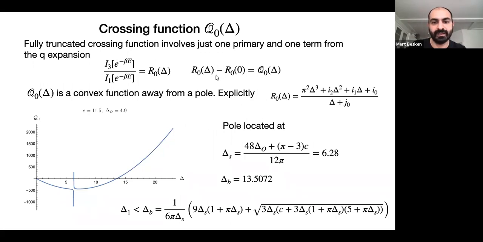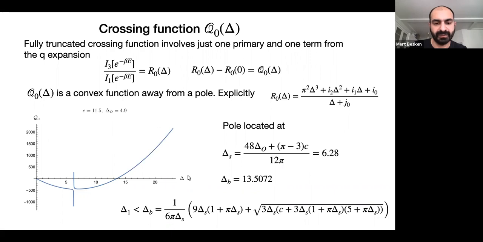At this point you're just believing me, and I'm defining this Q0 guy here, and it's just this ratio of I3 divided by I1, and the exponentials cancel, and this is a convex function away from a pole, and the reason is just like the formulas that I showed to you. This is something that increases to infinity, and there is a pole located at this value, and here I'm flashing to you an example at this random value of C 11.5, delta 4.9. And then here we see above this 13.5 value, this guy is positive. And I'm just flashing to you the analytic formula for this guy.